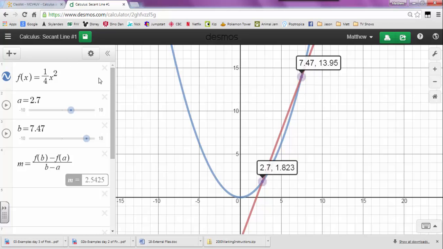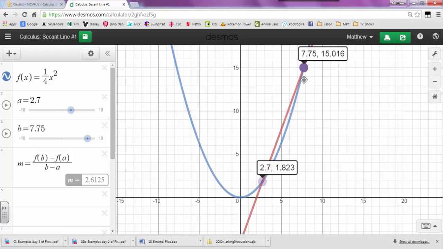So pretty simple setup here. The blue curve is the quadratic 1/4 x squared. I have 2 points A and B, and A is actually the x value of this point and B is the x value of this point. And then of course my little formula here is calculating slope. F at B is the y value at B, F at A is the y value at A. So I have y2 minus y1 over x2 minus x1 essentially here, and that of course is slope.